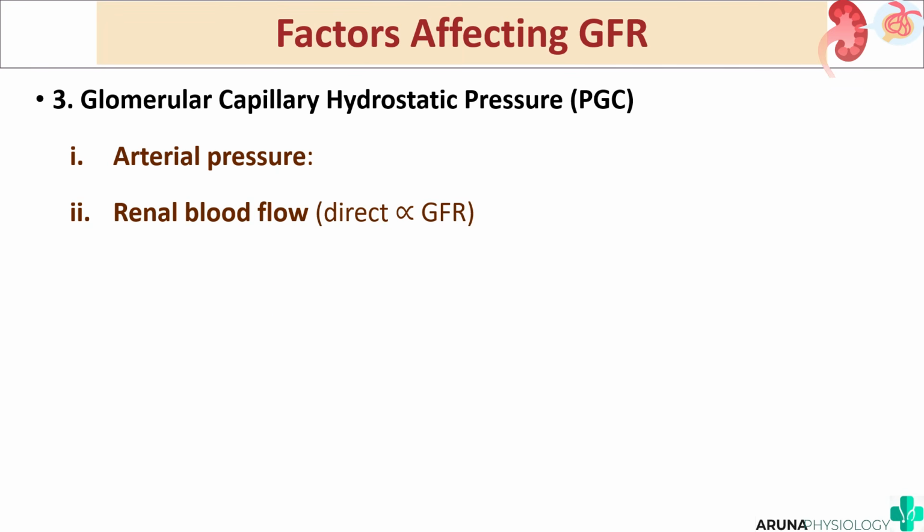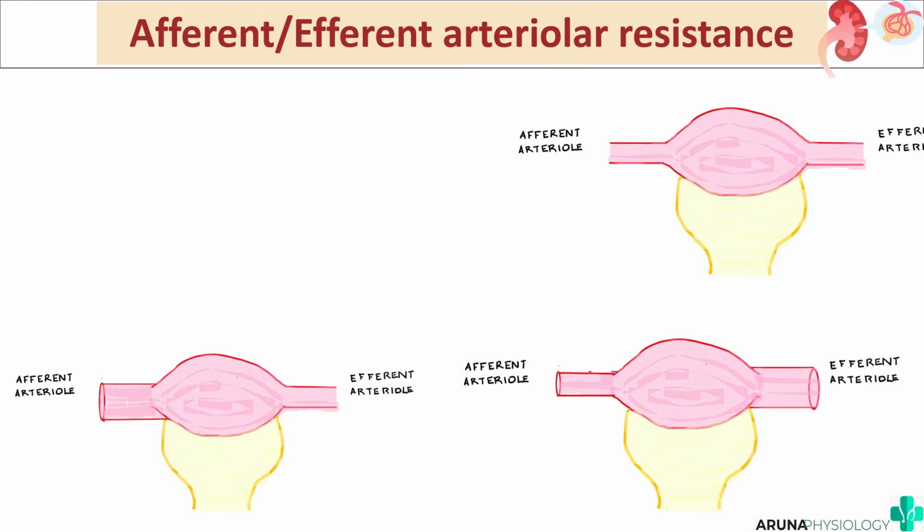Second point is renal blood flow. This we know. If the renal blood flow is more, obviously the GFR is going to increase, right? It is directly proportional. And the third point is afferent and efferent arteriolar resistance. Now this also is a very important point.